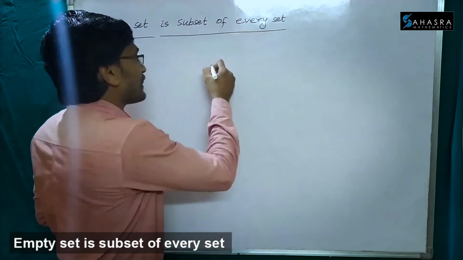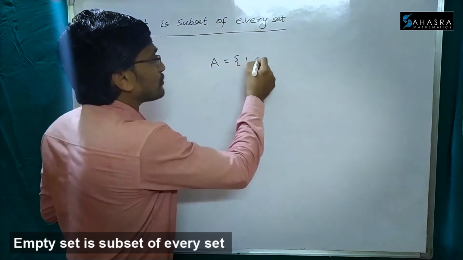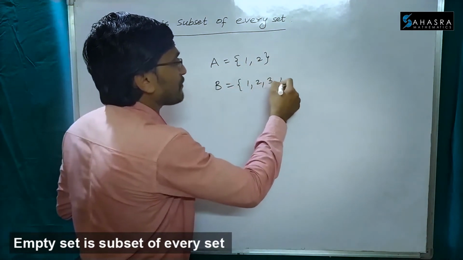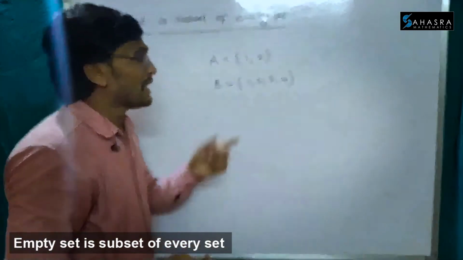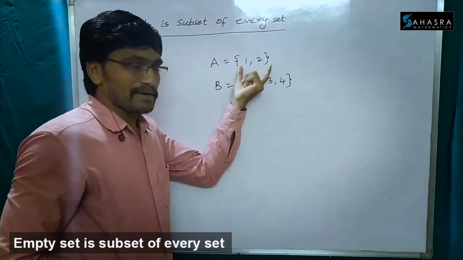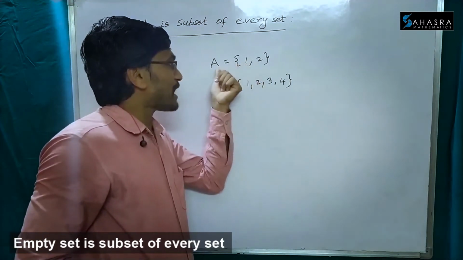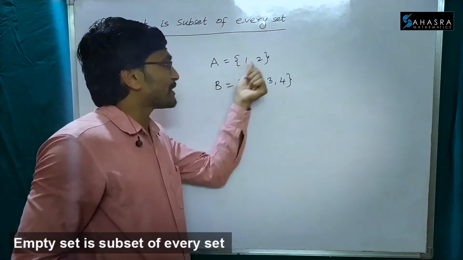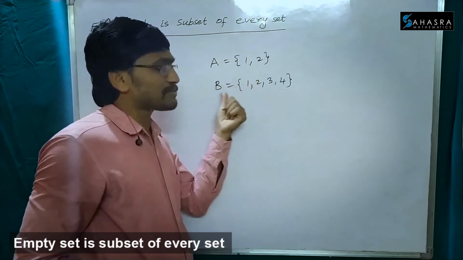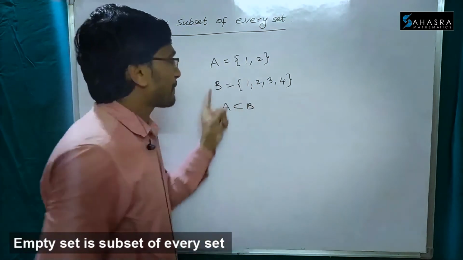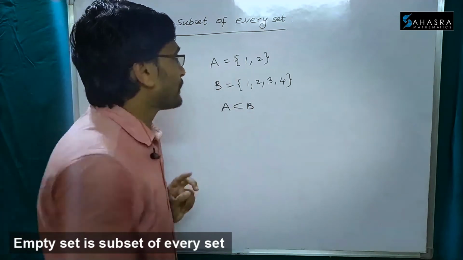See, let us consider two sets. A = {1, 2}, B = {1, 2, 3, 4}. If every element of A is an element of B, then we say that A is a subset of B. 1 belongs to A as well as 1 belongs to B. 2 belongs to A as well as 2 belongs to B. So here A is a subset of B.